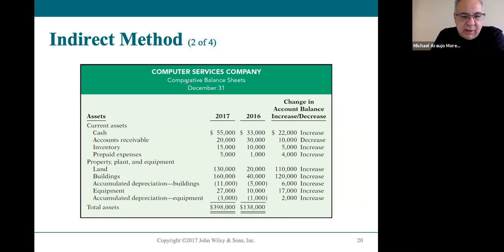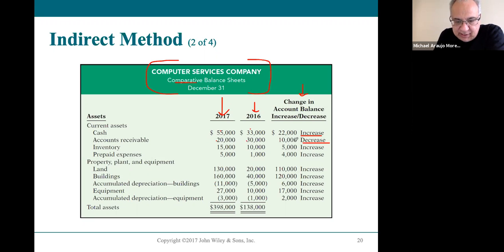Then we need comparative balance sheets. Now a comparative balance sheet is just that. Compare the prior year with the current year and note the changes. So this takes a little bit of time. Every single account is looked at. So for cash, we went from 33,000 to 55,000. That's $22,000 more. So that's a $22,000 increase. For accounts receivable, we went from 30,000 to 20,000.